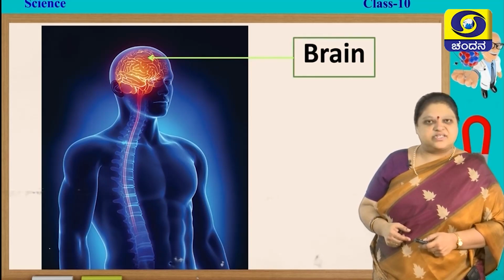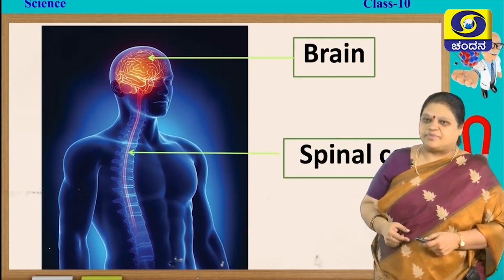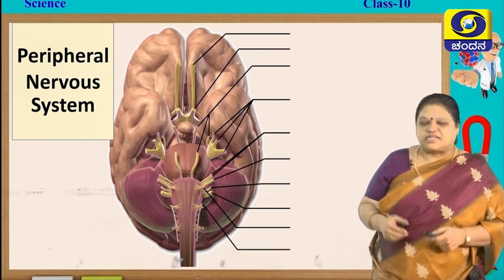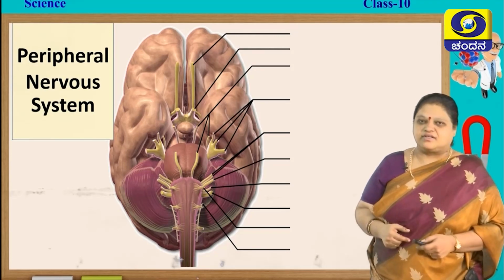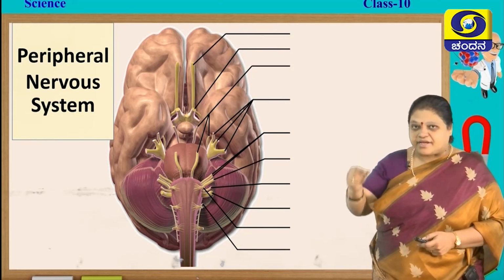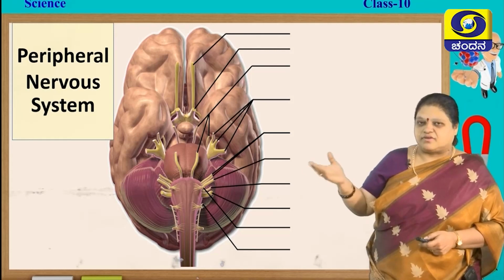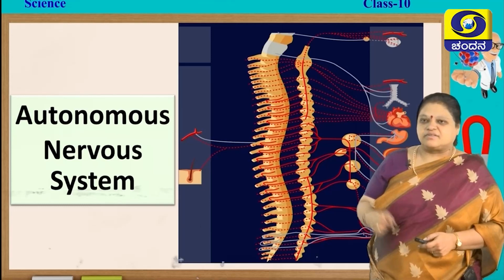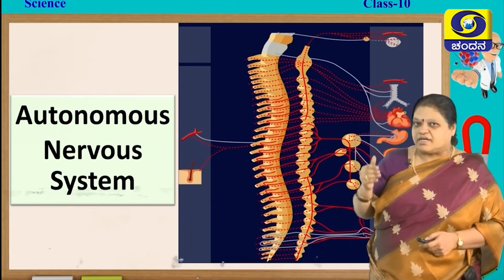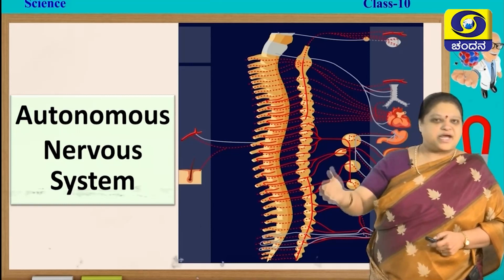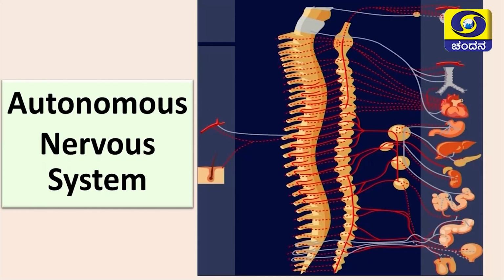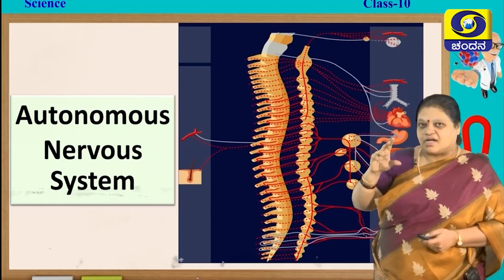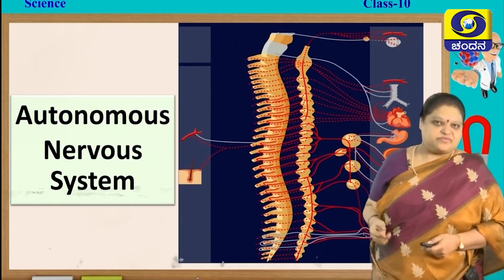So we also studied in the central nervous system you find brain and spinal cord. In the peripheral nervous system, the nerves that arise from the brain you call them as cranial nerves. The nerves that arise from the spinal cord you call them as spinal nerves, you call them as peripheral nervous system. Next we will study about autonomous nervous system, a pair of nervous system with sympathetic nerves and parasympathetic nerves. They will send opposite signals. One will help to dilate the pupil, another will help it to constrict the pupil. Like this they will work.